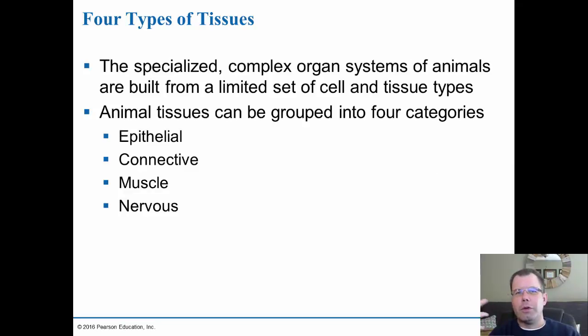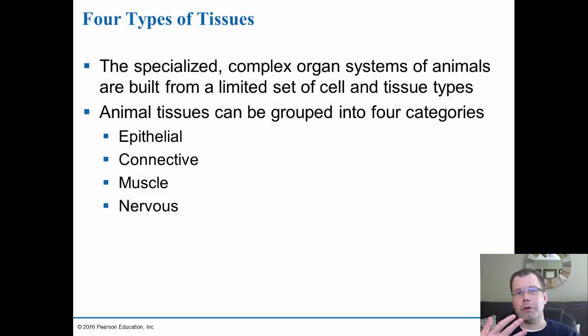And so again, we talk about these organized complex organ systems of animals. And again, we divide these into four main types of tissues. If you've had A&P before, you've probably studied this, but if you haven't had it, no problem. We're going to go through that today. And again, we break these down into four main tissue types.